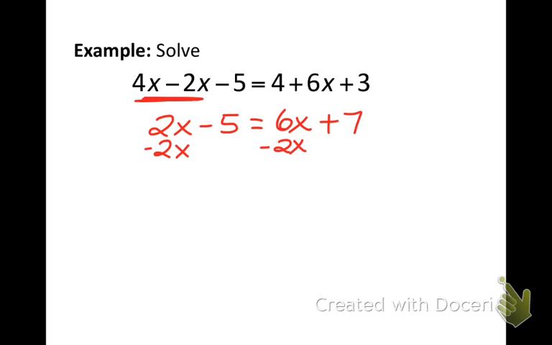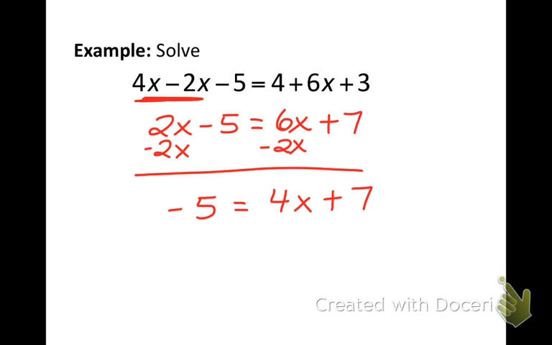And because I don't like to deal with negative numbers, I'll subtract the smaller one and move it to the larger one. So on the left side, the 2x minus 2x goes away. We're left with the negative 5. Don't forget that minus sign in front of the 5 equals 4x plus 7. Now we're down to 2 steps left. So what's next? Anybody?